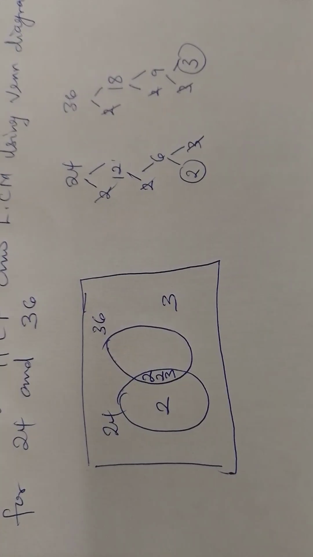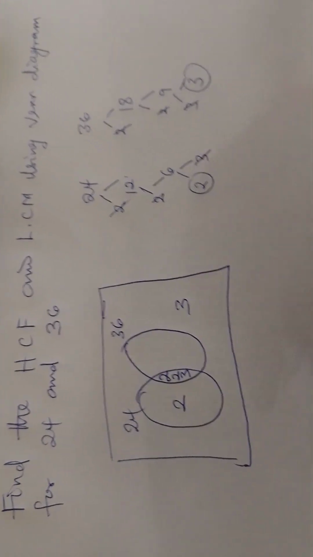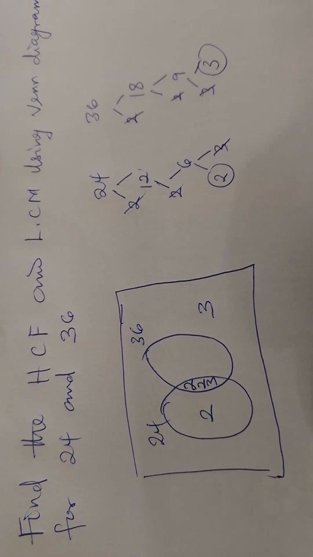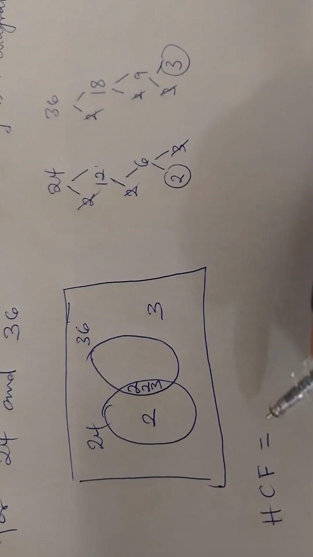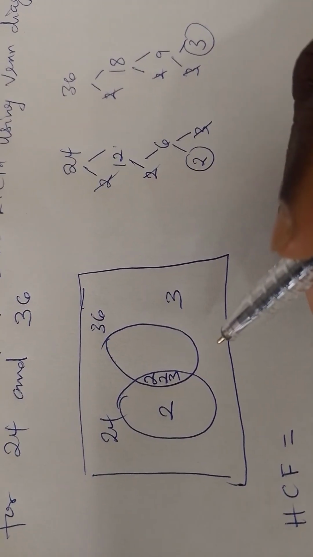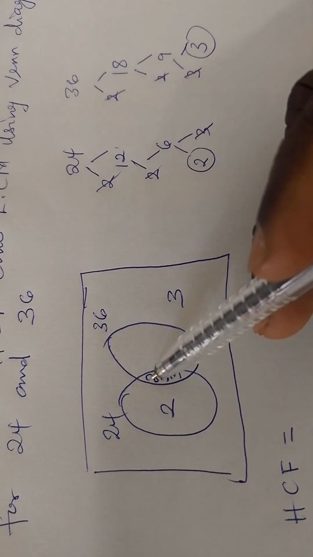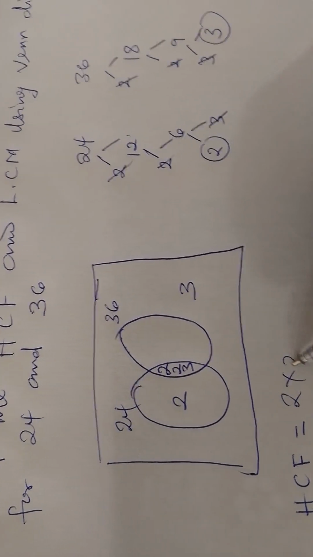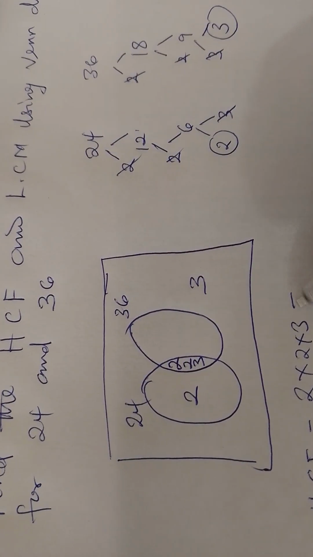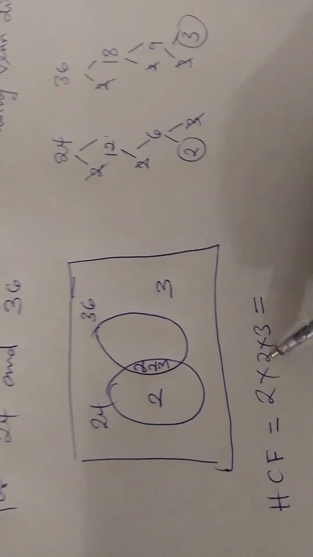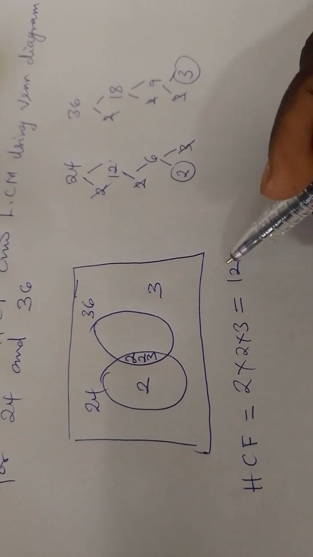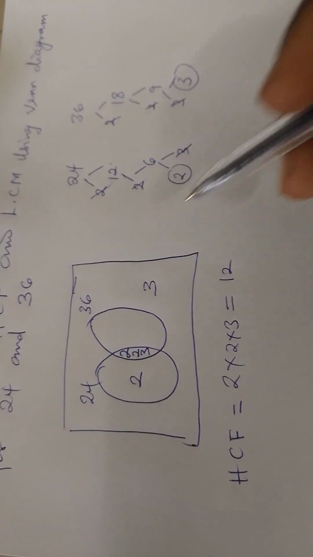So now the question is, how can I find the highest common factor? The highest common factor is equal to what I'm going to do now, which is multiply what they have in common. 2 times 2 times 3. So 2 times 2 is 4. 4 times 3 is 12. So the highest common factor between 24 and 36 is 12.